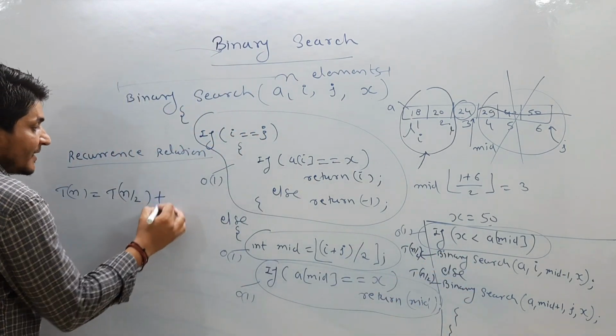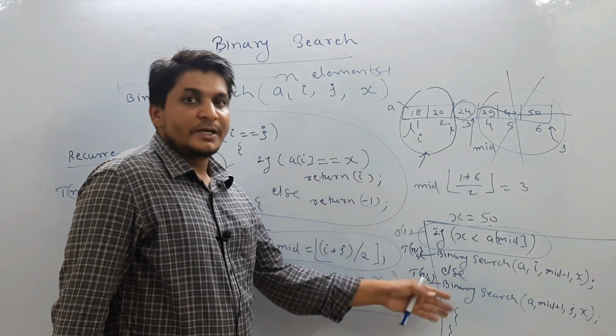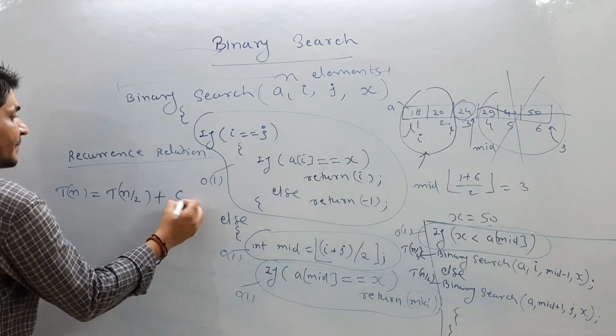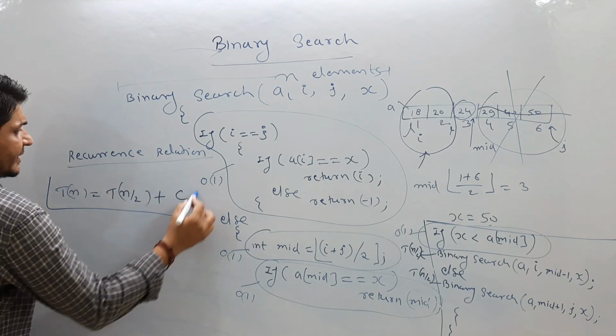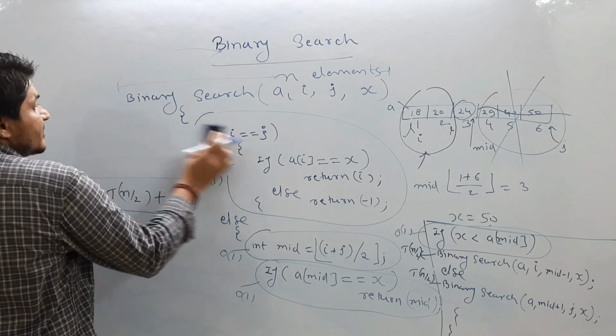Now, this is constant, this is constant, this is constant. Every constant is only constant. Every constant value is constant. So this is the recurrence relation. Now let me solve this recurrence relation using the substitution method. How to solve this recurrence relation using the substitution method? Let us try to solve.